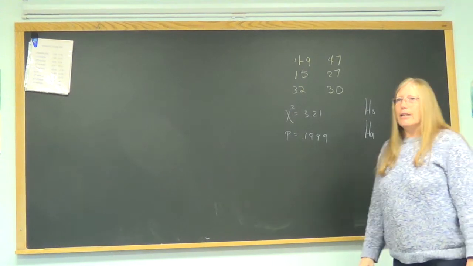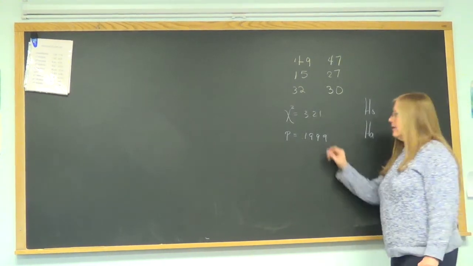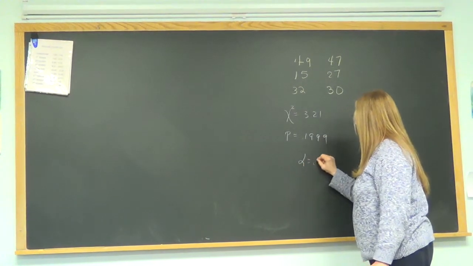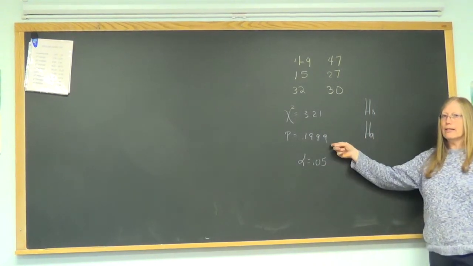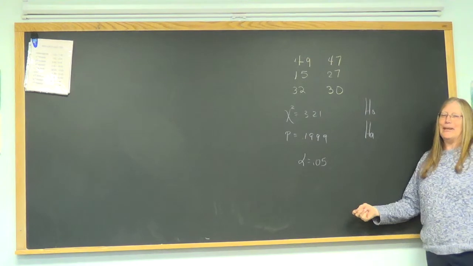All right, what are you gonna compare it to? Alpha. All right, so alpha is 0.05. It's greater, so you're gonna fail to reject. Right, all right, you came rushing in.